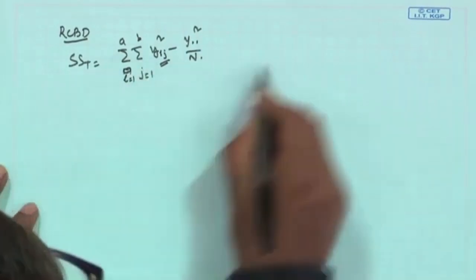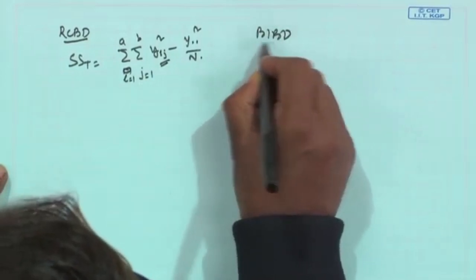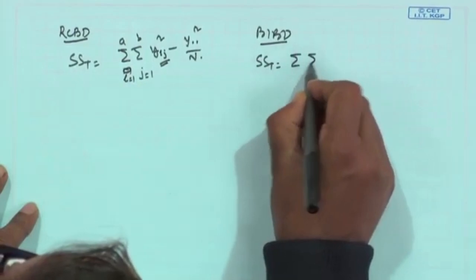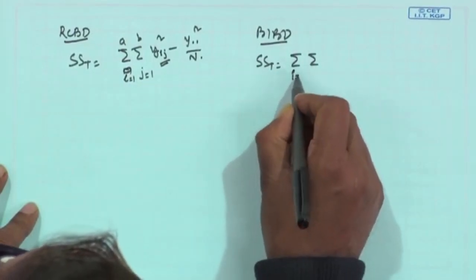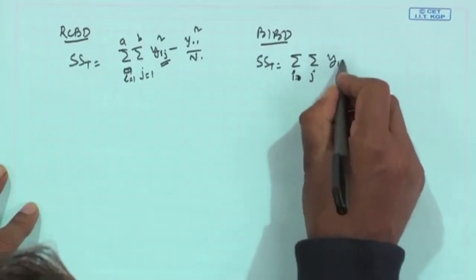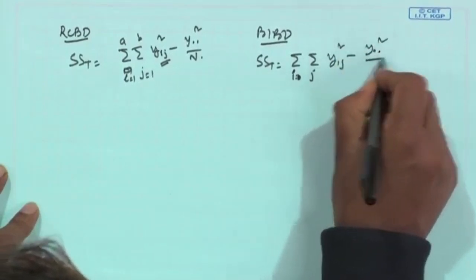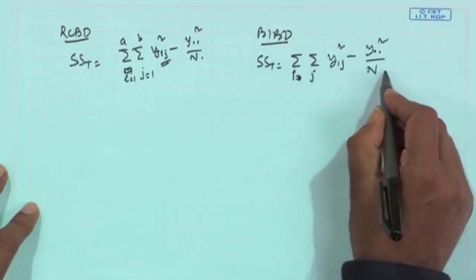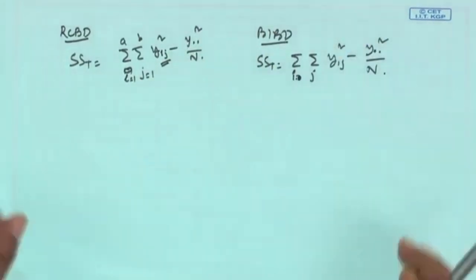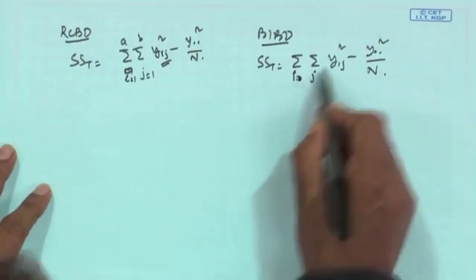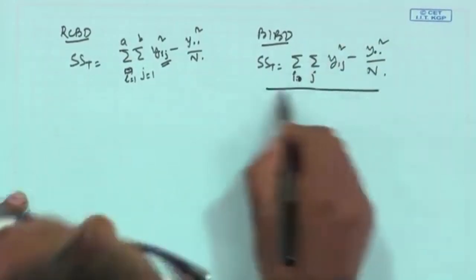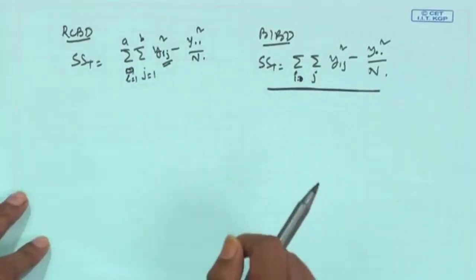So, for BIBD, just to avoid this, we will write SST equal to sum over i and j, not putting 1 to b or 1 to a, minus y dot dot square by n. Here n equal to A R or B K, and y dot dot is the total. Whatever y_ij is available, all the y_ij square give you your SST.